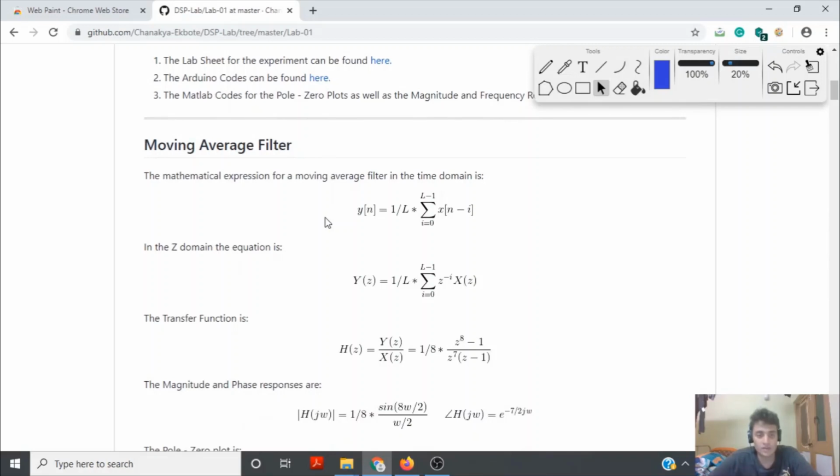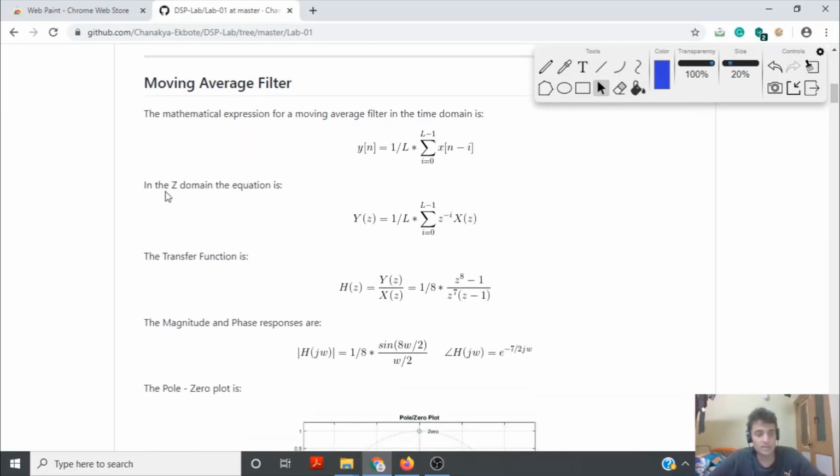A moving average filter is a low pass filter whose response in the time domain can be obtained by taking an average of the signal going backwards in time. Now an L point filter is just taking an average of the L data points going backwards in time. So in the Z domain, the equation is this and the transfer function is this.